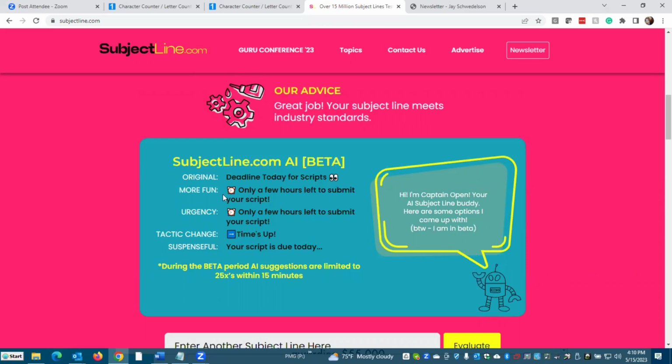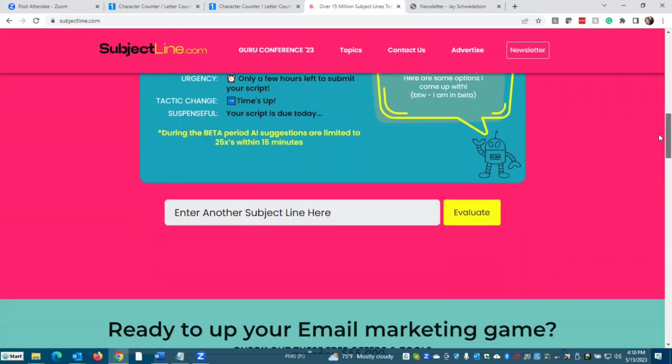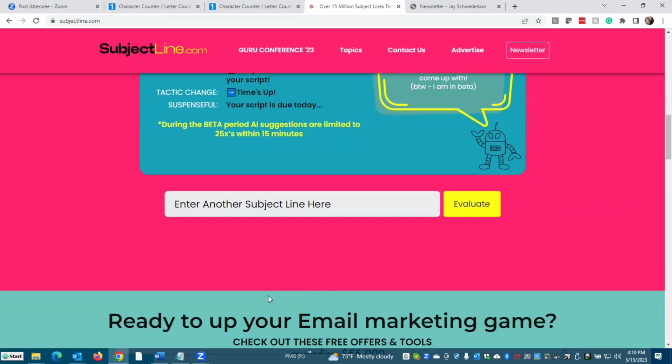So notice how it moved the emoji of an alarm clock to the beginning. "Only a few hours left to submit your script." "Time's up. Your script is due today." Suspenseful with the ellipses. So that's how that works.